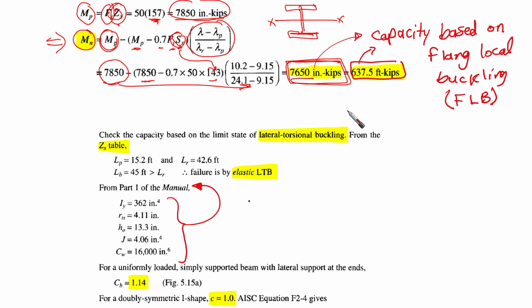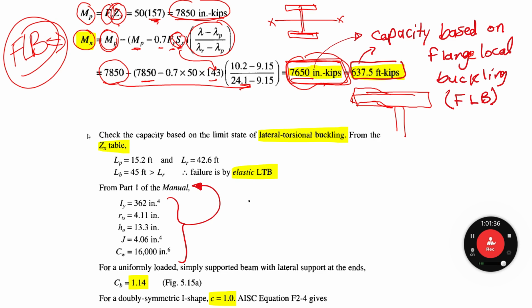What is the meaning of this? This is the capacity based on flange local buckling. This means that if the nominal flexure strength of this section resists this amount, which is 7,650 inch-kips moment, after it flange local buckling would happen. So if we have the flange here, then flange local buckling is going to happen. So this is FLB, the first case.